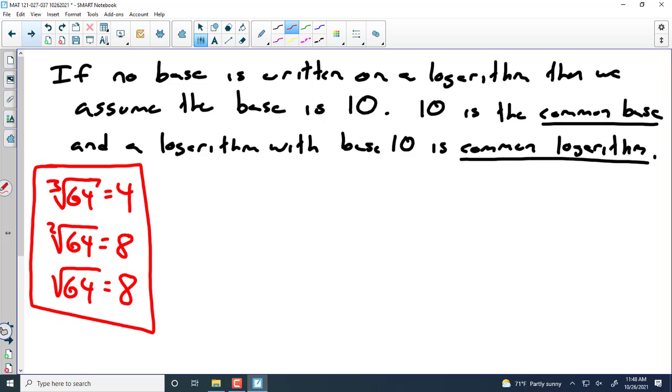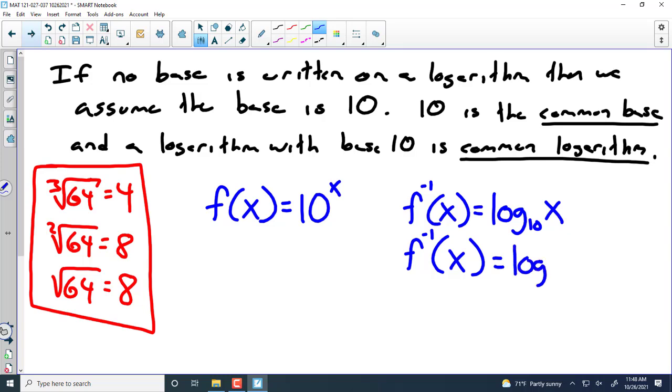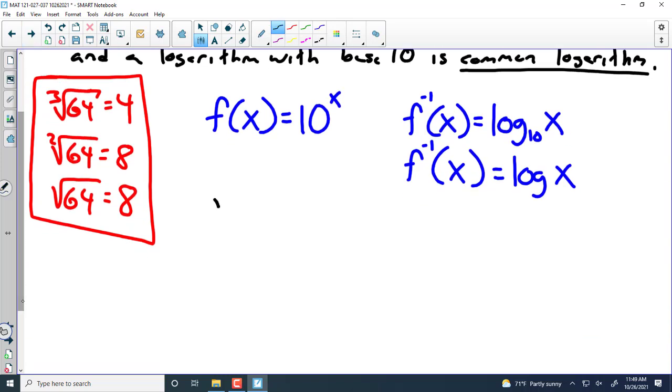Base 10 logarithms come up so often that we don't bother to always write the 10. So, if someone says you have an exponential 10 to the x, someone might say the inverse of that is log base 10 of x. Someone else might say that the inverse of that is log x, because they know if they don't write that 10, you're supposed to assume there's a 10 there.